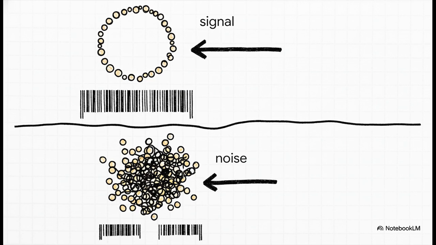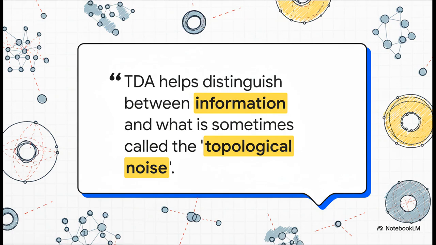The long bars, those are the important ones. They represent features that stuck around for a long time, across a whole bunch of different scales. These are the real robust structures, the true shape of the data. And the short little bars, they just flickered in and out of existence. They're basically just artifacts of random chance. It's what the researchers called topological noise. And this is the core value, right? It's a way to separate the signal from the noise. The foundational paper puts it perfectly. TDA helps us distinguish between information and what is sometimes called the topological noise. That persistence, that lifespan, is the filter that lets us finally see what's really going on.